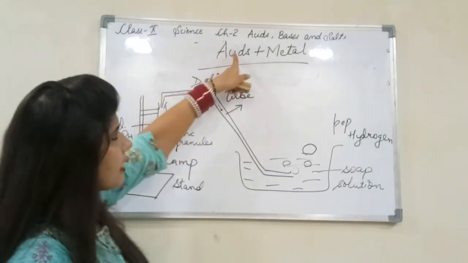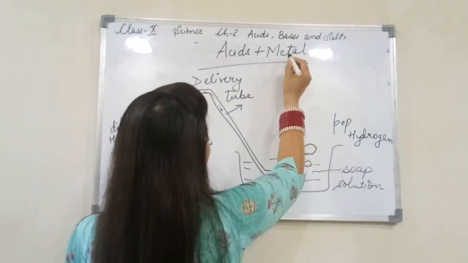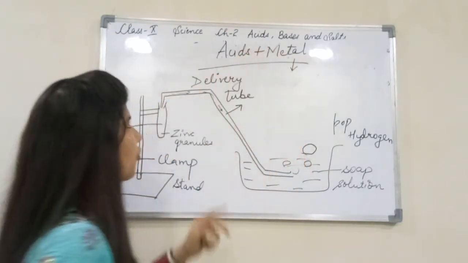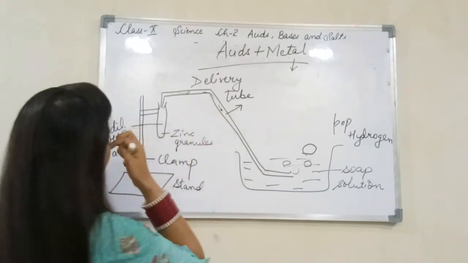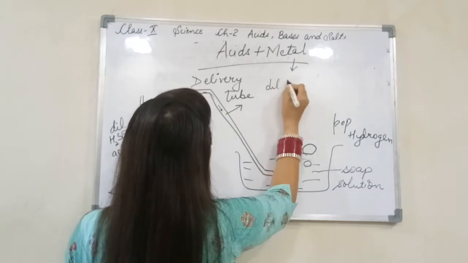So it means acids, they react with metals. Whenever they react, keep in mind metals have a tendency to displace H from acids. For example, I write a reaction over here. Acid, I am taking dilute sulfuric acid. Okay.